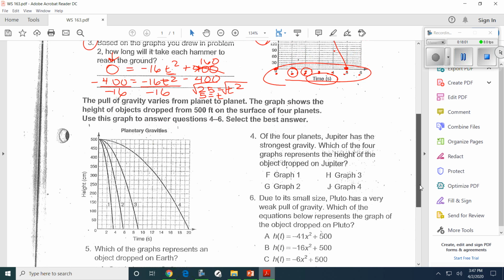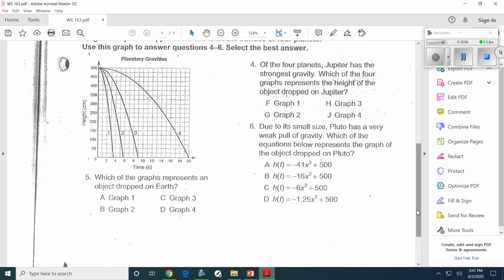For the bottom half of the paper, use the information that we learned today. It talks about, here's the planetary gravitational pulls. We have different planets represented here. We have Pluto, we have Jupiter, we have Earth. Now, think about the widths of the parabolas. That's going to tell you something about that leading coefficient. Okay? Think about the time and see if you can use the information that you learned today to look at this graph and deduce which the correct answers would be. You can check your keys to see if you are right.